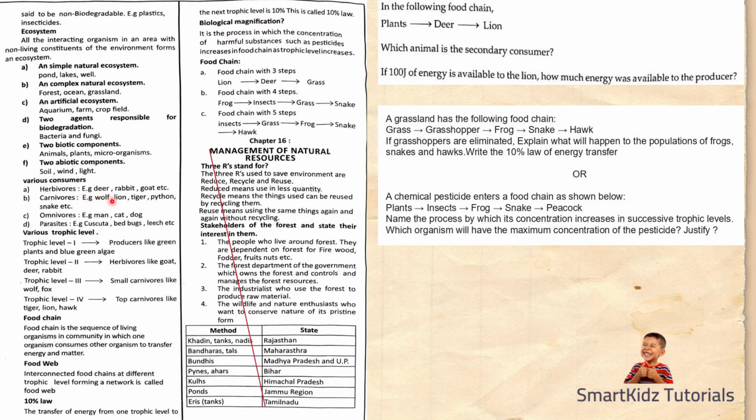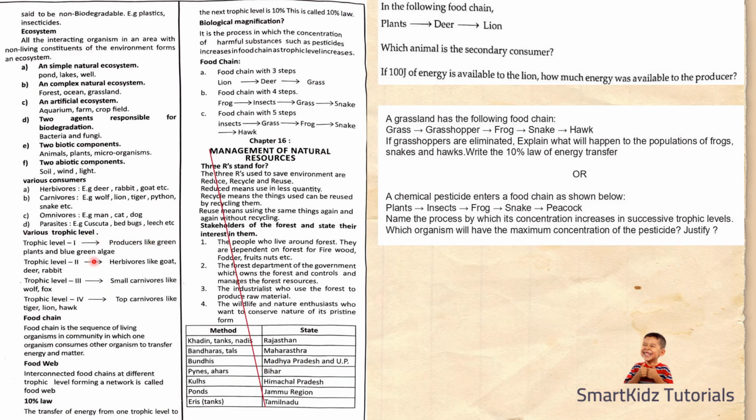Various consumers are herbivores, which eat only grass, so they feed on the autotrophs. Carnivores feed on herbivores, and omnivores, like man, feed on both herbivores and carnivores, and also on plants, trees. Parasites, for example cuscuta, bedbugs, leech, survive on other organisms.